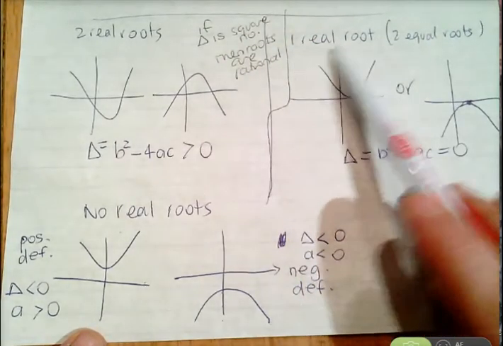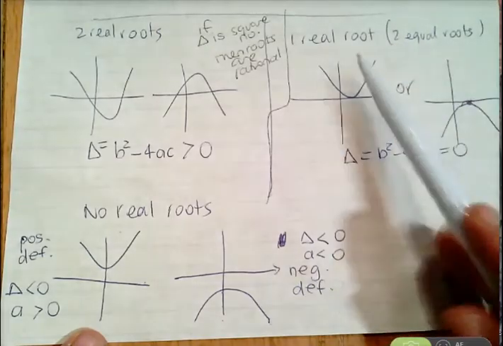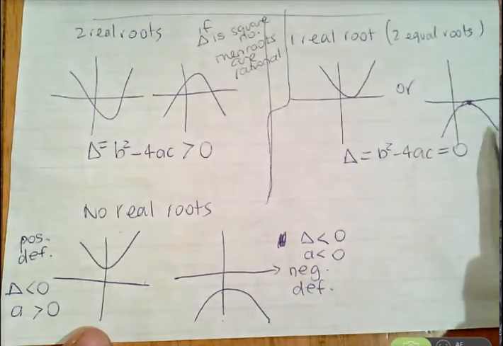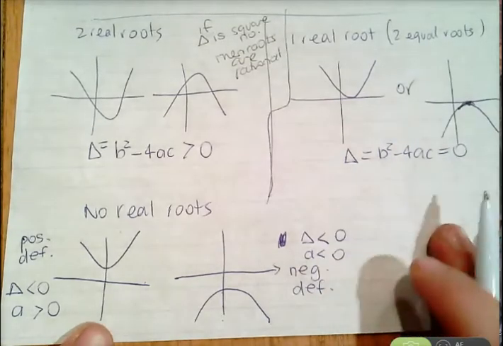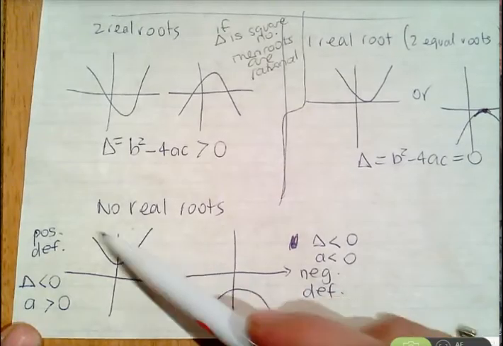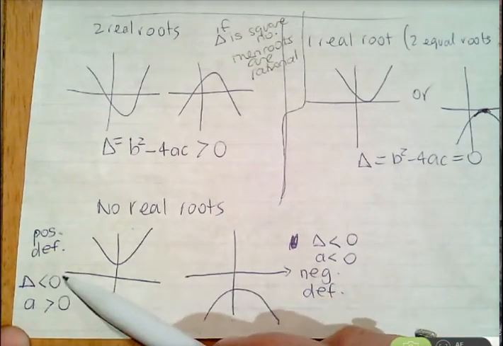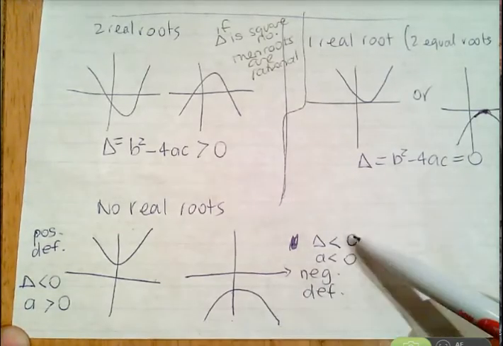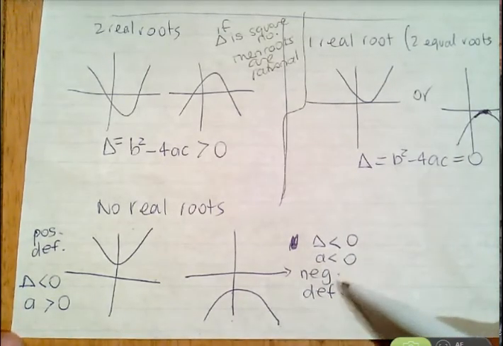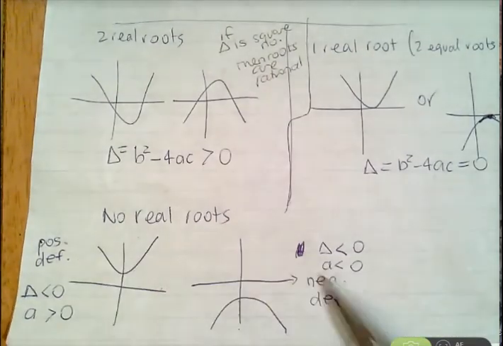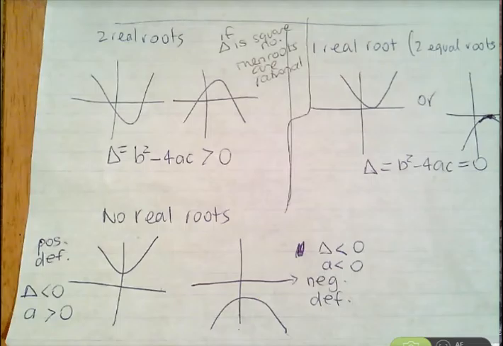Our other scenario is that we've got 1 real root, or what's called 2 equal roots. In that case, the discriminant equals 0. Okay, you can have a concave up and a concave down situation there. And our third case is that you've got no real roots, and you've got no real roots like this, and this one's positive definite, and for that, discriminant's less than 0, but a is greater than 0, meaning it's concave up. And in this one, discriminant's less than 0, but a is less than 0 because it's concave down, and this situation here is negative definite. So we've got positive definite and negative definite are the 2 situations for no real roots.